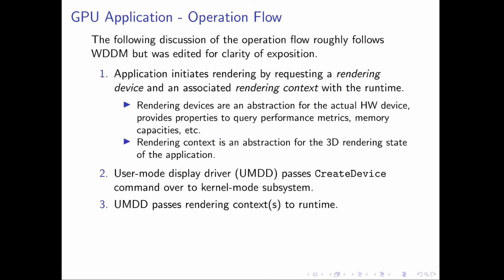So we'll go real quick over the control flow of this model. This is an exemplary discussion, but it should be pretty much representative of how those models work. In the very beginning, the application initiates rendering by requesting a rendering device, and the runtime will then return a rendering context. The rendering context is pretty much what we discussed when we talked about OpenGL and state objects. It's an abstraction for the 3D rendering state that the application can interact with, and that the application can modify via certain calls, depending on what your API allows you to do with it.